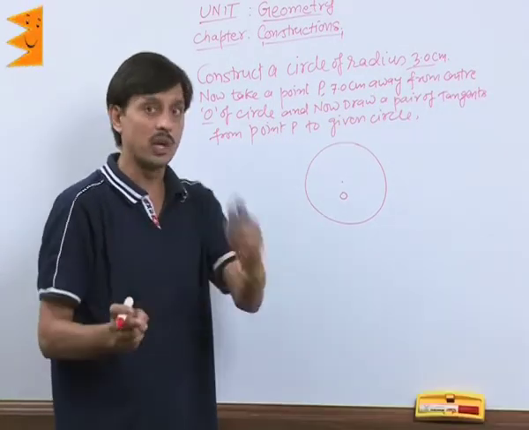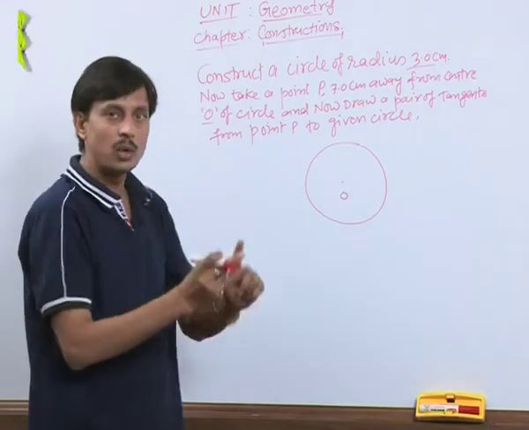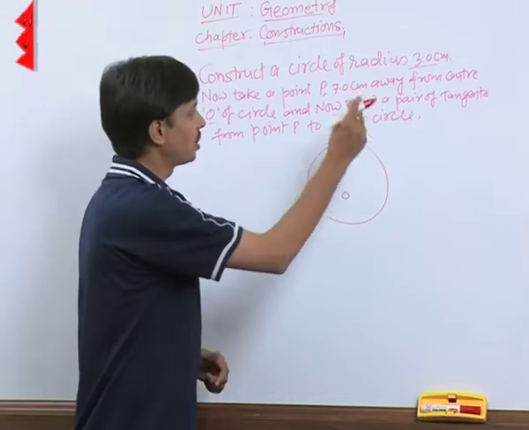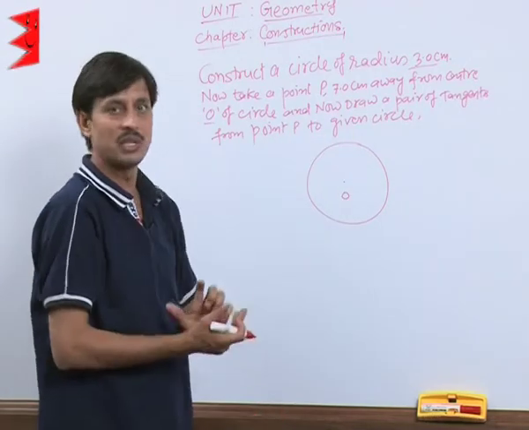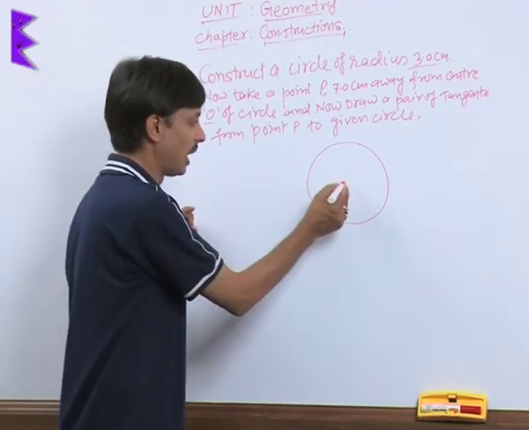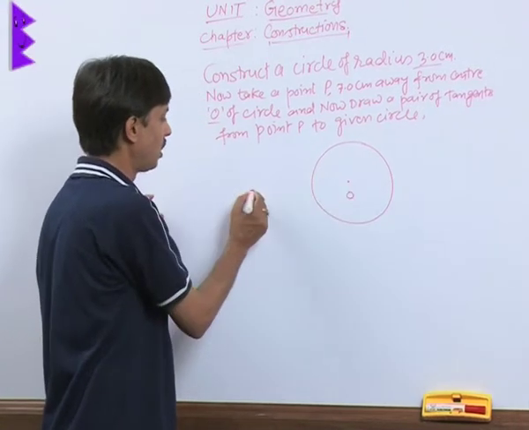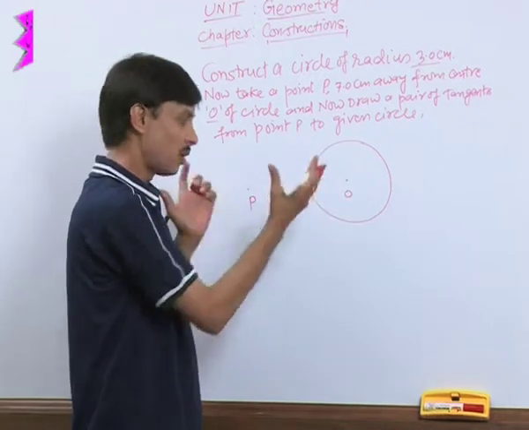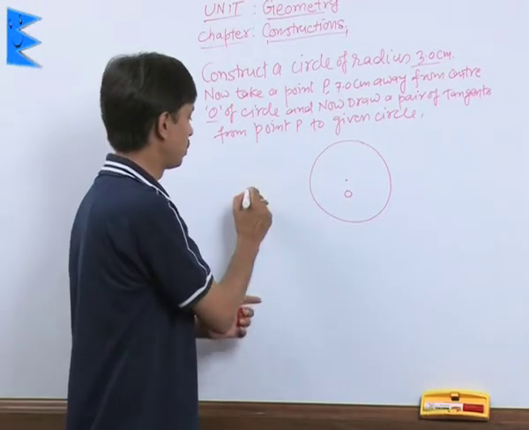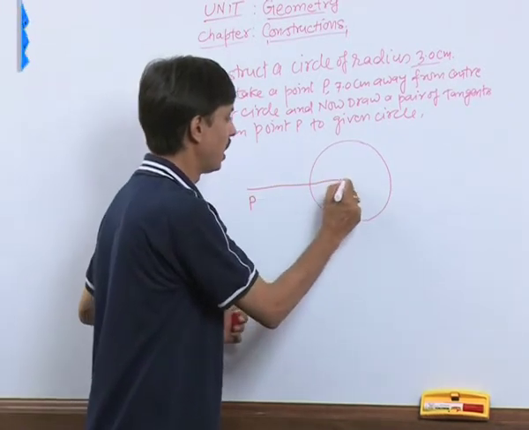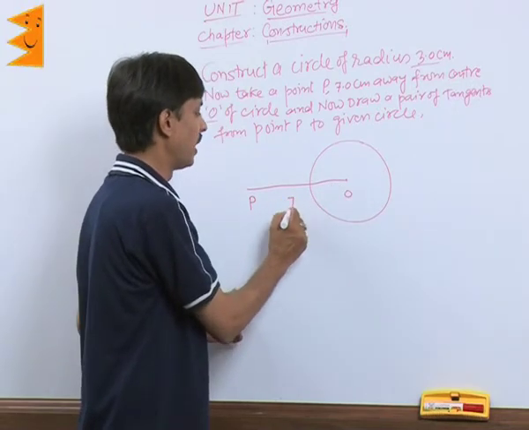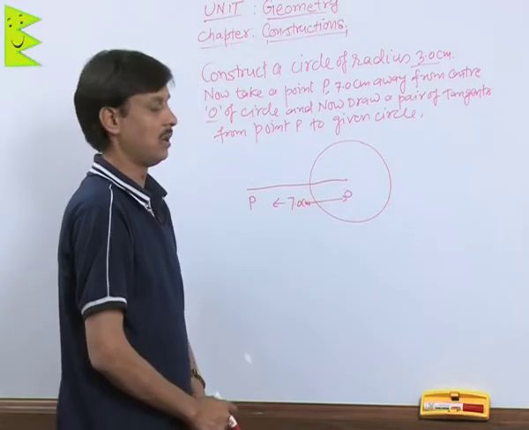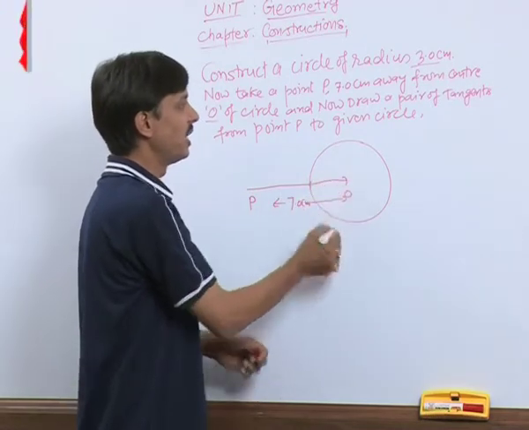Here I would like to tell you that we want to take a point P in the plane of the circle, but the distance of point P is how much? 7 centimeter. That means with the help of a scale, we will take a point P outside the circle, at a distance of 7 centimeter, and then we will join and write this length as 7 centimeter. This radius is how much?